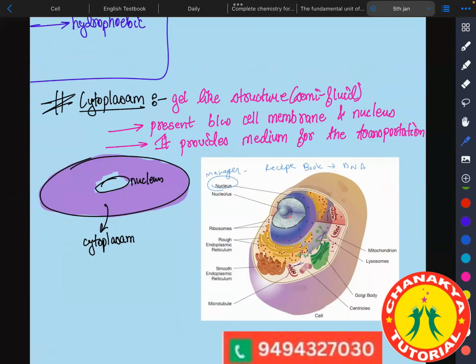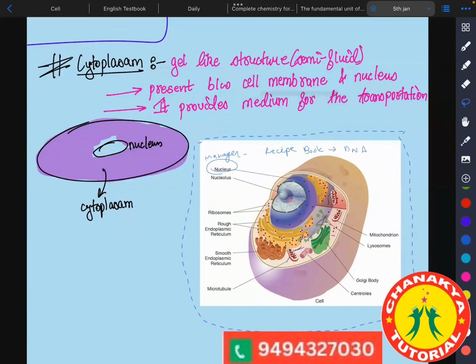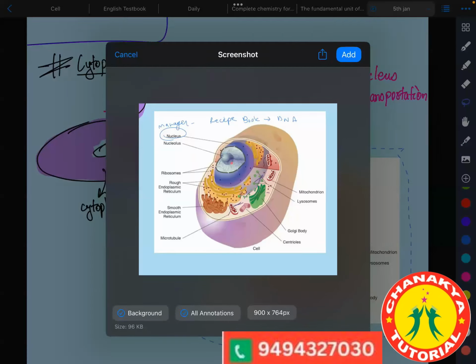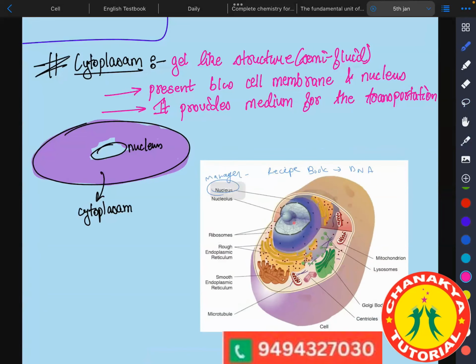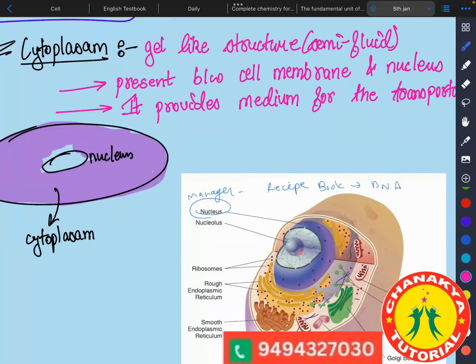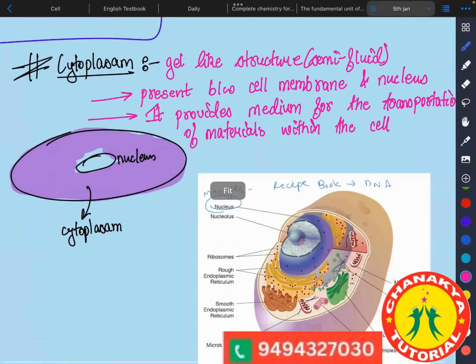So I can write it as: it provides a medium for the transportation of materials within the cell.